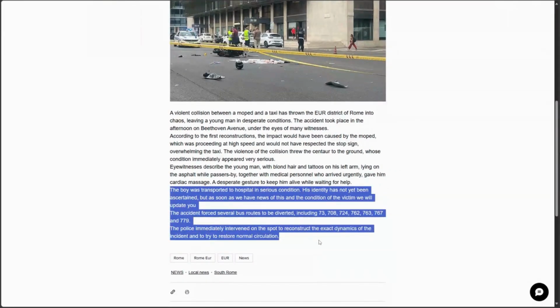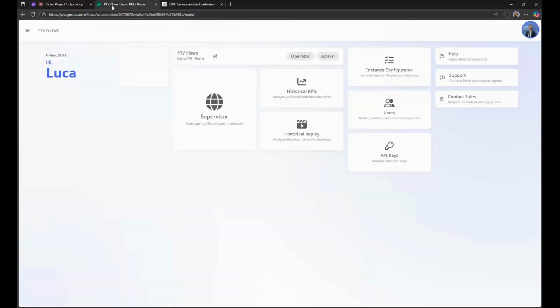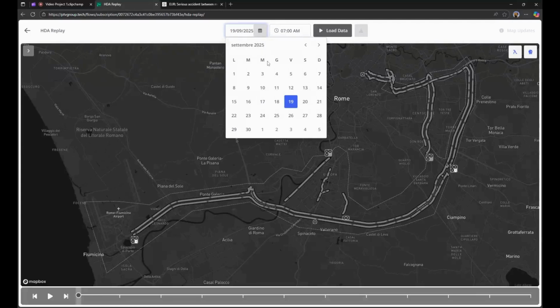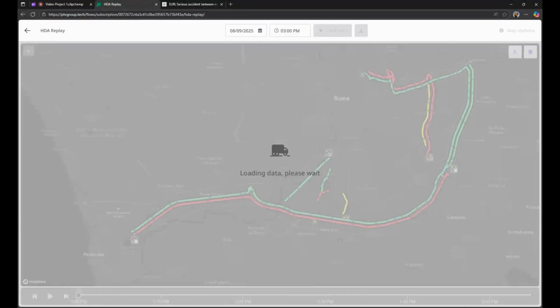Now, imagine you are a stakeholder. You could be a city traffic manager, a public transport operator, or a deputy assistant trying to assess how quickly and how well the situation was handled. Using our new interface, we start our analysis loading data from September 8th, starting at 3:00 p.m., which is approximately when the accident occurred. Thanks to the distributed IoT database underlying PTV Flows, data load in a few seconds.